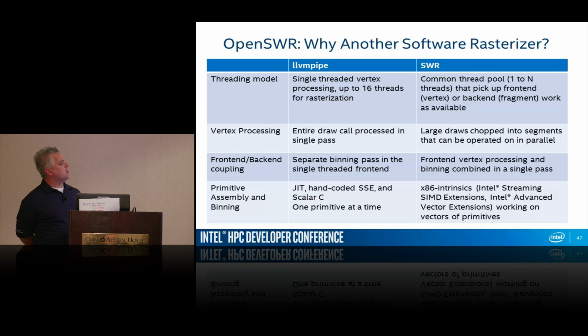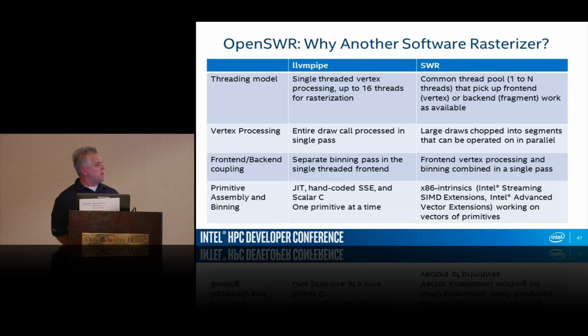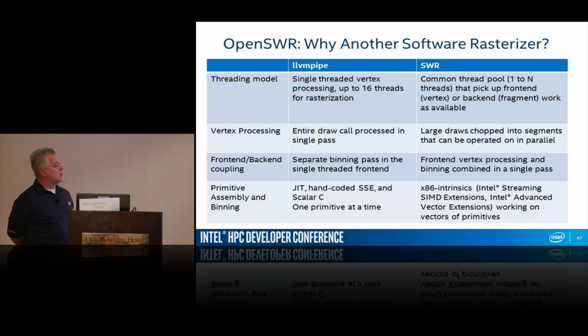Front end, back end. The binning pass is behind, like I said, a single threaded front end on the LLVM pipe, whereas on SWR, the vertex processing and binning are really combined in a single pass that is threaded out. So we do utilize parallelization there.